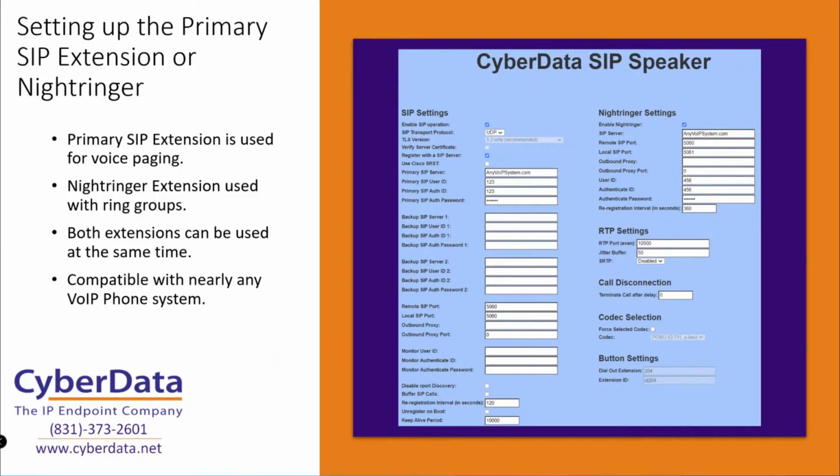Then you've got your primary SIP user ID and your primary auth ID, and those are going to be platform specific. Sometimes they're just repeated, as I have pictured here, just the extension number for it, but it really varies per platform.